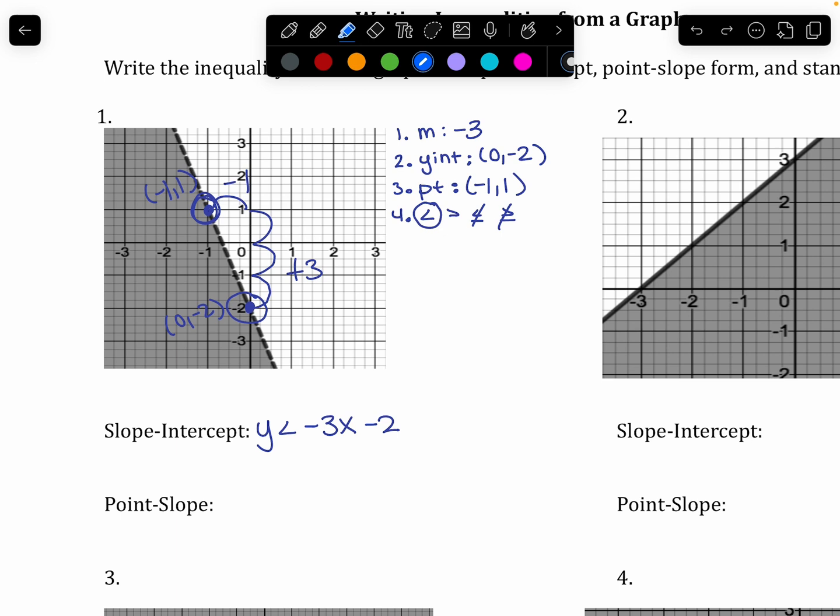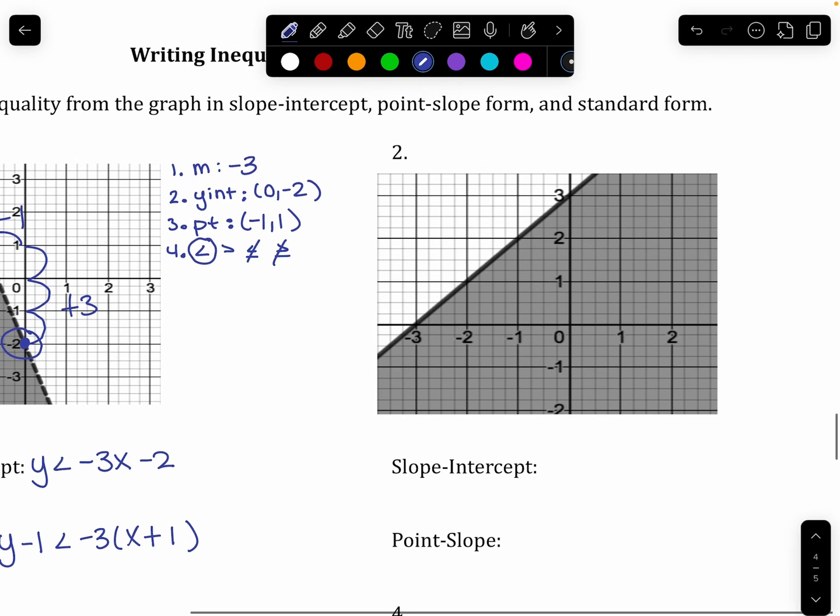Okay, now for point slope form, that's y minus y1 equals m times x minus x1. This is going to be y minus 1 is less than or equal to negative 3 times x minus x1. And there we go. Okay. Every time we're going to do these 4 things.